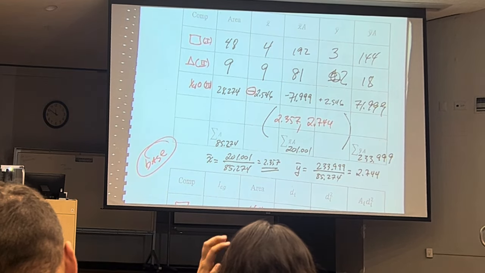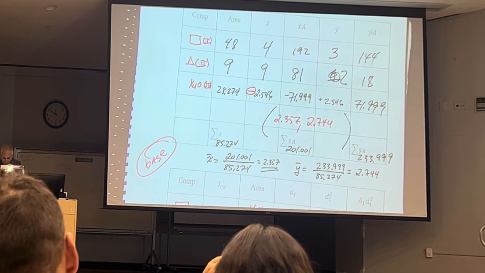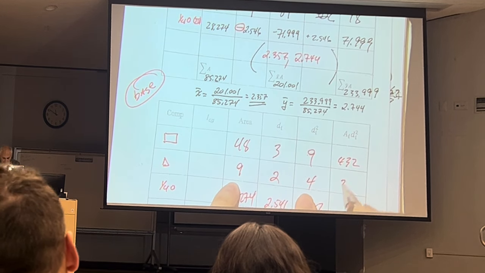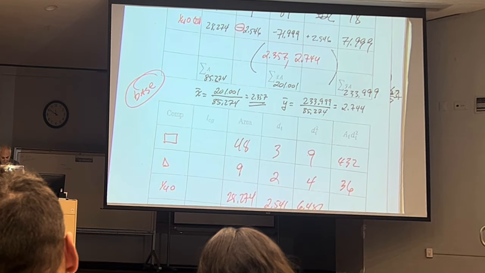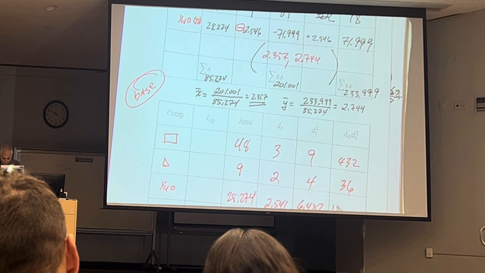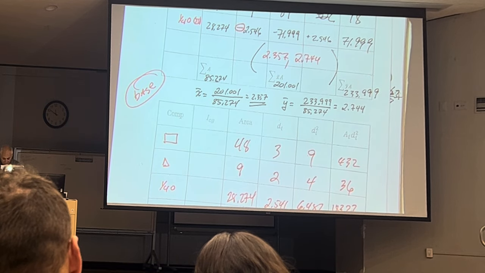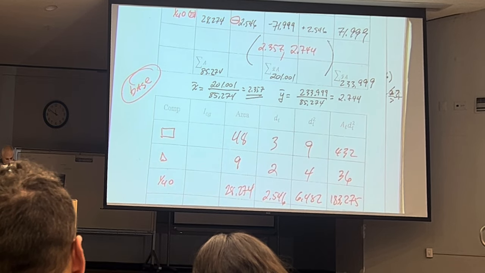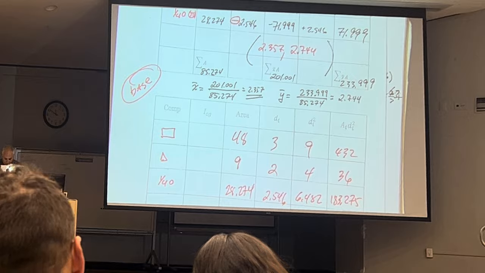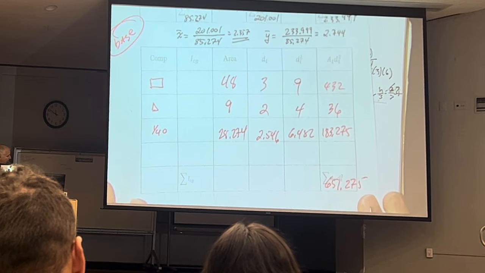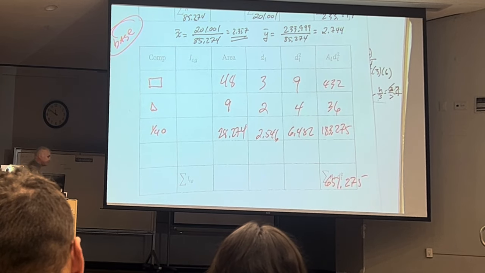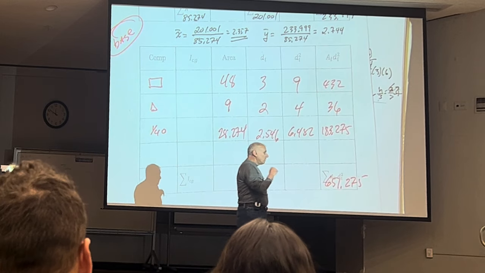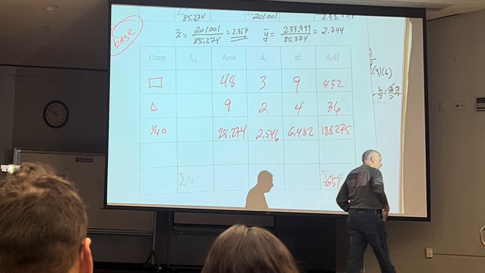6.482. Multiply these two numbers together, 432. Multiply these two numbers together, 36. Multiply these together, 183.275. Sum, 651.275. Wow, that was really hard. That was really, really hard.